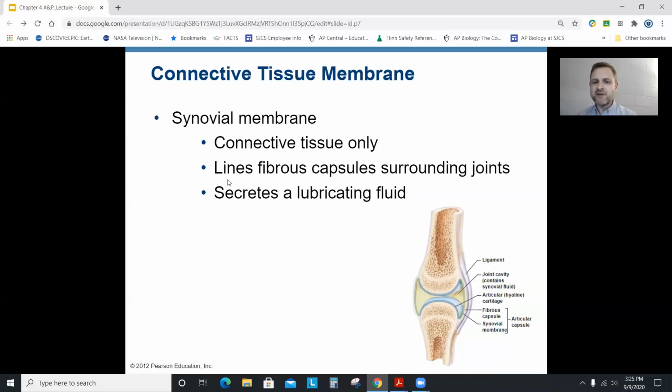There's also oftentimes fibrous capsules called bursa that can be inside joints, and synovial membranes line those too. That's all we're really going to say about synovial membranes. You just need to know what they are. And an example, again, these are membranes that line your joints.